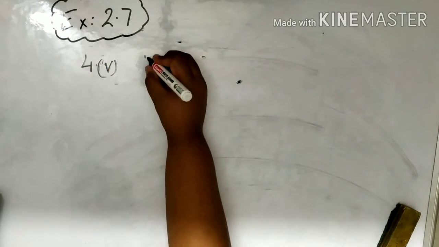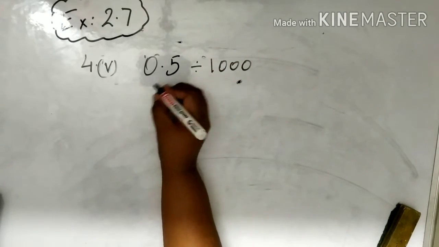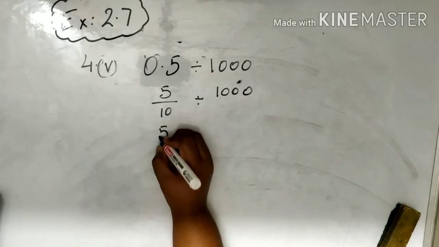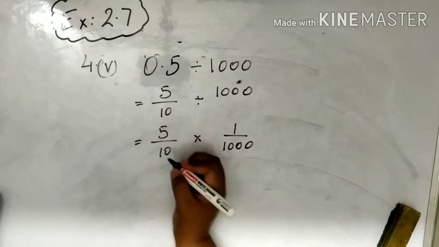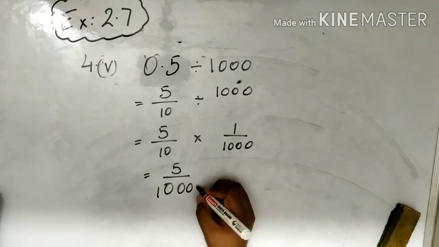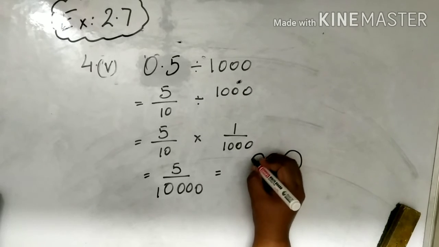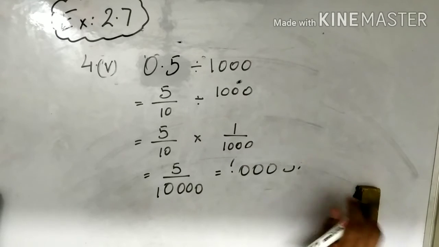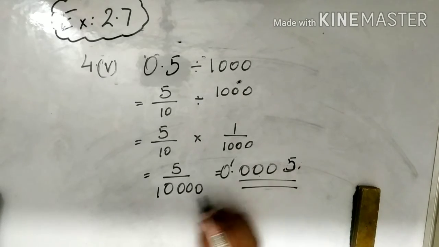Fifth part question says 0.5 divided by 1000. Now 0.5 will be written as 5 by 10 divided by 1000. 5 by 10 into 1 by 1000, and that will be equal to 5 by 10,000. So it will be 5, and the decimal moves 4 places: 1, 2, 3, 4. Answer will be 0.0005. Okay.